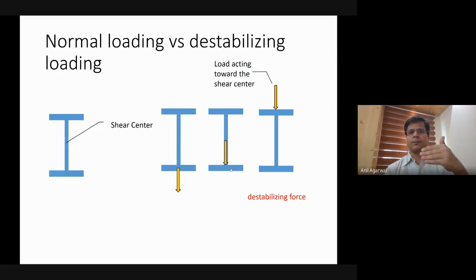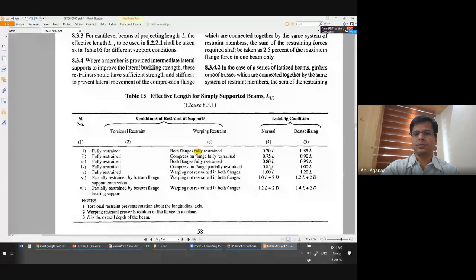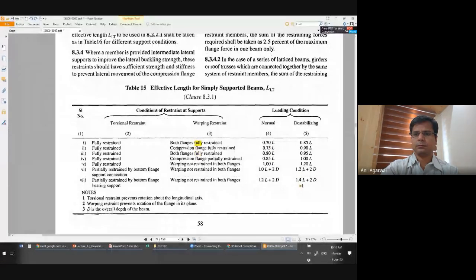If the loads are acting away from the shear center, then it does not introduce a destabilizing effect. But if it is acting towards the shear center, then it adds to the destabilizing effects and it makes the beam more vulnerable in lateral torsional buckling. And in such cases, you have to take different effective length values, right? That part is clear, I suppose, right?